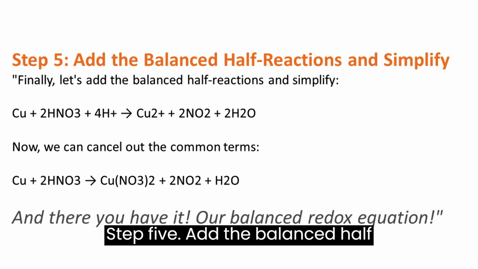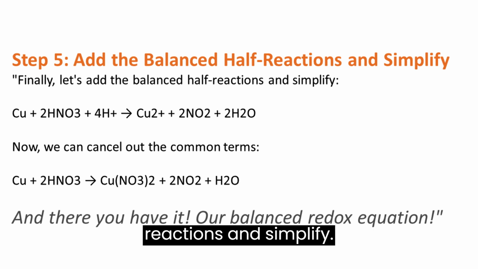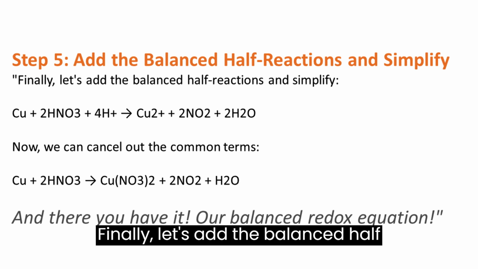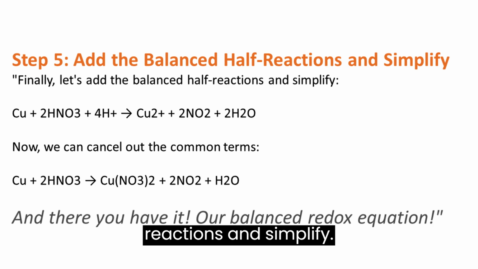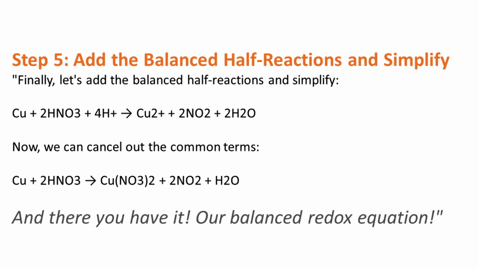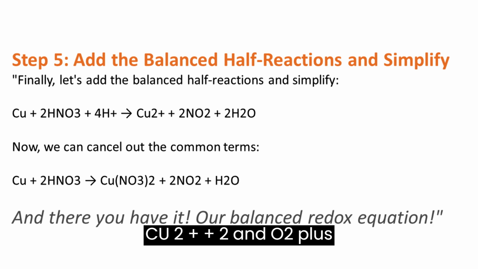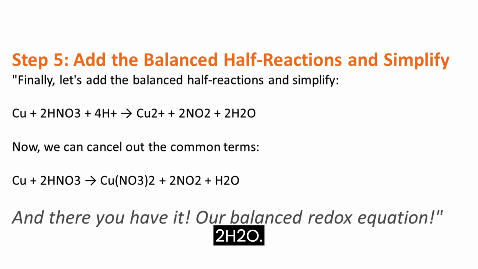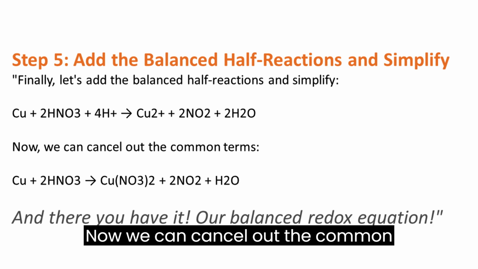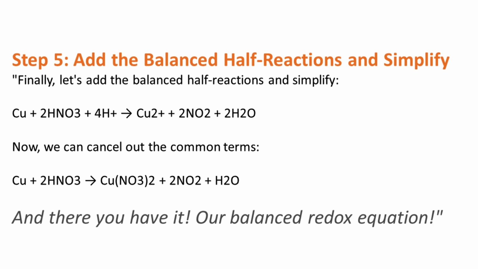Step 5. Add the balanced half reactions and simplify. Finally, let's add the balanced half reactions and simplify. Cu + 2 HNO3 + 2H+ → Cu2+ + 2 NO2 + 2 H2O. Now, we can cancel out the common terms. Cu + 2 HNO3 → Cu(NO3)2 + 2 NO2 + H2O.